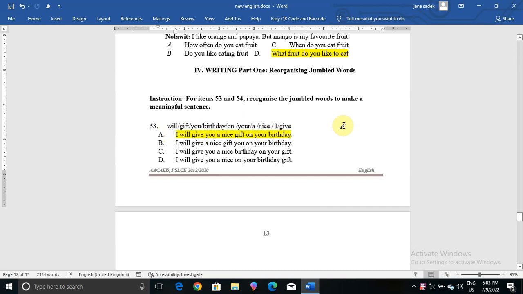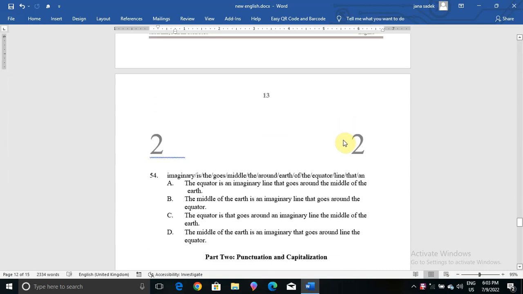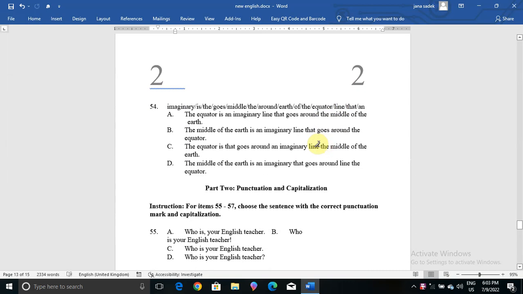Okay, now let's see question number 54. It says, imaginary, is the, guy's, middle, the, around, earth, of the, equator, line, that, an. Now he says, the equator is an imaginary line that goes around the middle of the earth, or the middle of the earth is an imaginary line that goes around the equator. Yes, the correct answer is B, the equator is an imaginary line that goes around the middle of the earth. So the correct answer for question number 54 is B.